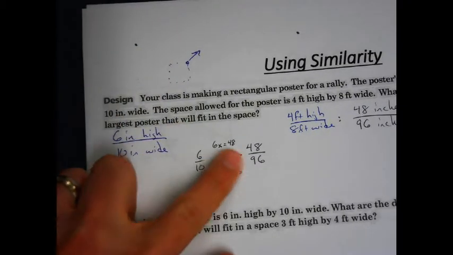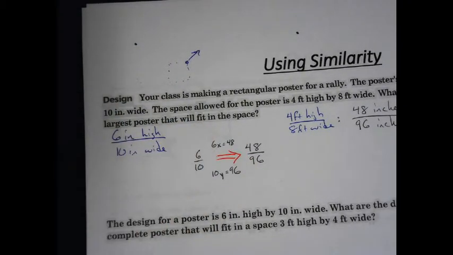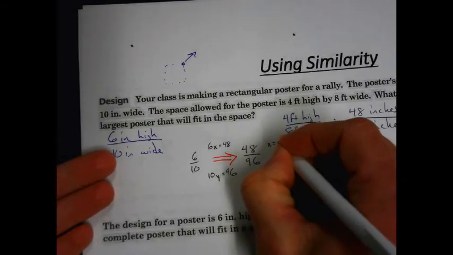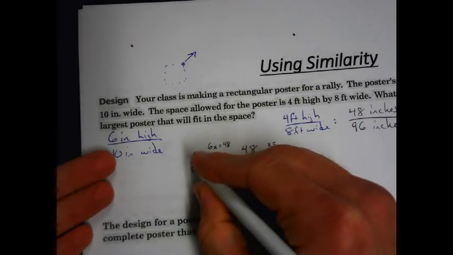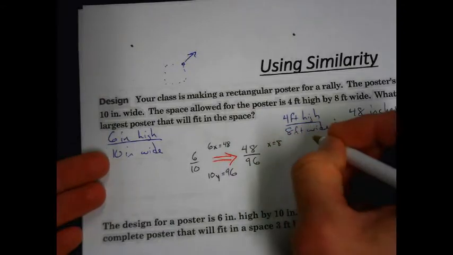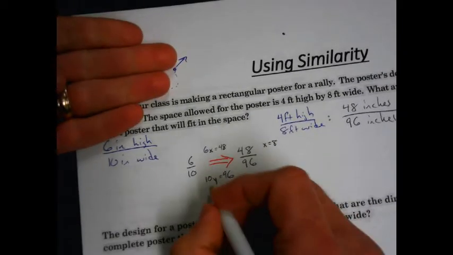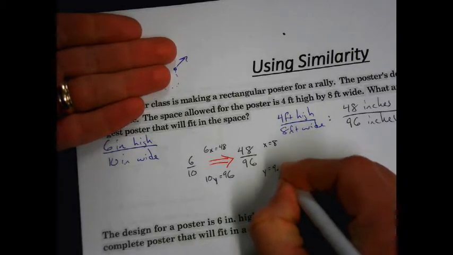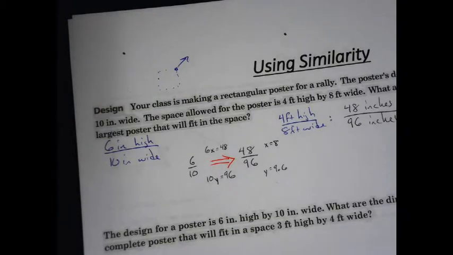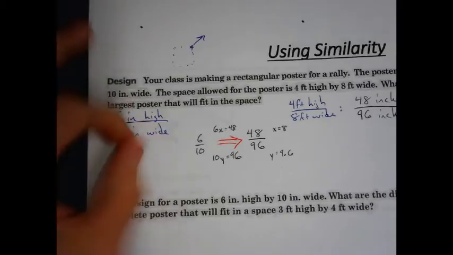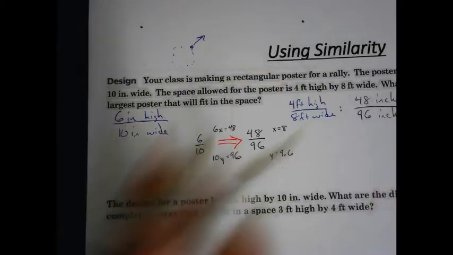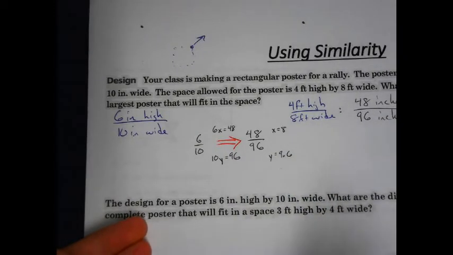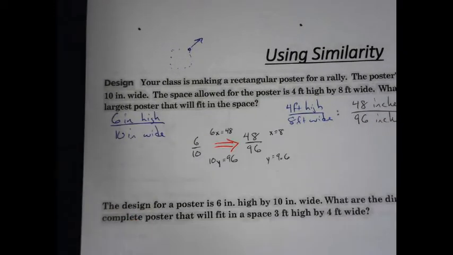Now, the scale factor to multiply by 6 to get to 48 is clearly 8. So the scale that we would grow the height is going to be a scale of 8. But for the width, the scale would be 9.6. So we can't adjust that because this would distort the original design. So one of these scales has to be used for both the height and the width.